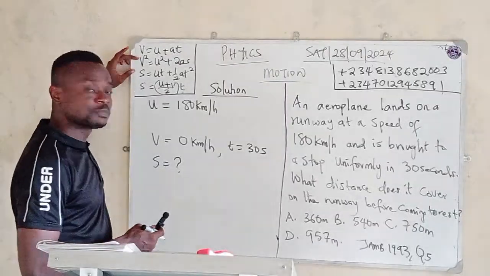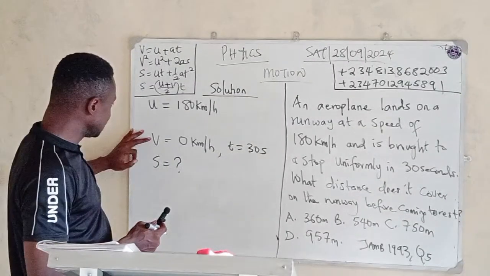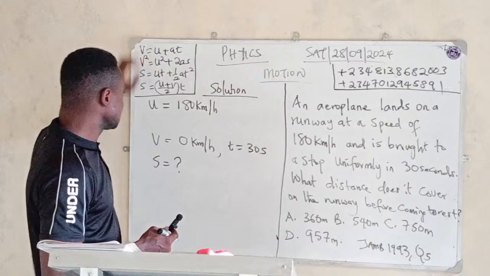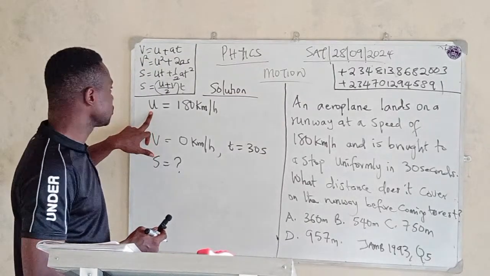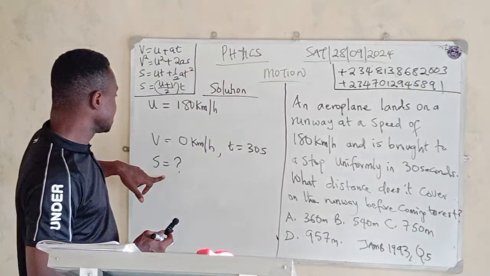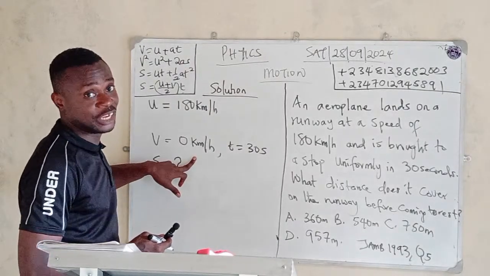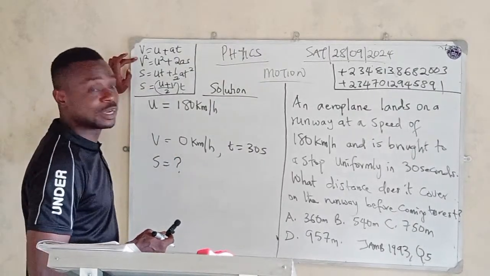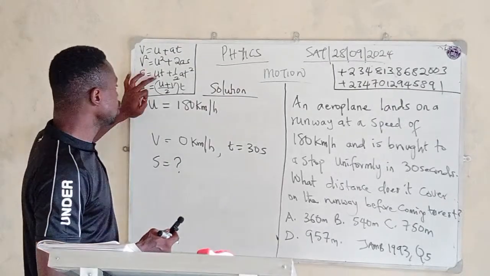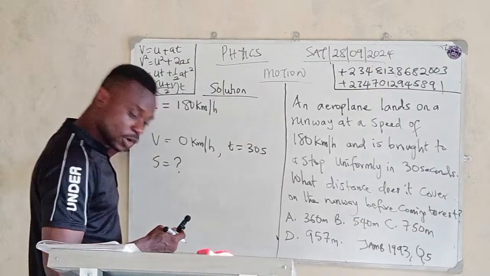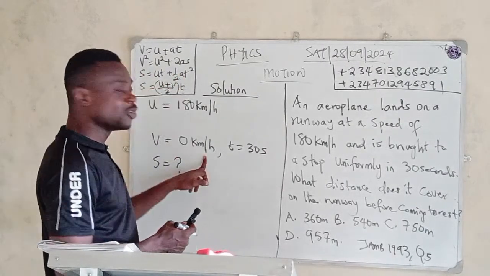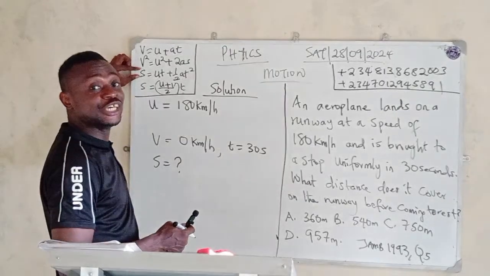Let's go to the second one. V is here, and V is here, good. U is here, which is initial velocity, and there is initial velocity here, wonderful. Acceleration is here, which is A. There is no acceleration here, so we cannot use this one. S is here, good, beautiful. U is here, okay, I agree. A is here, but there is no A here, so we cannot use this one.